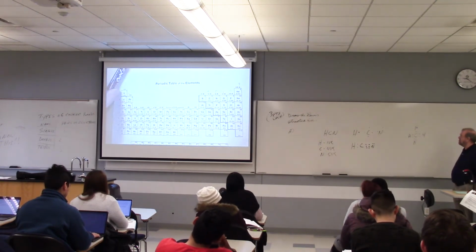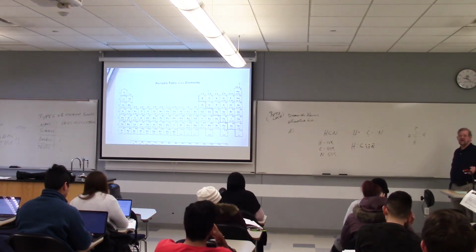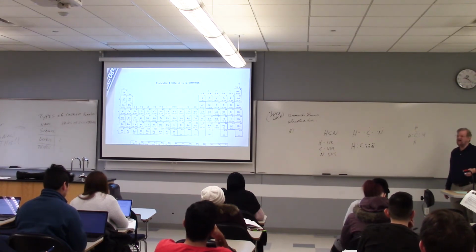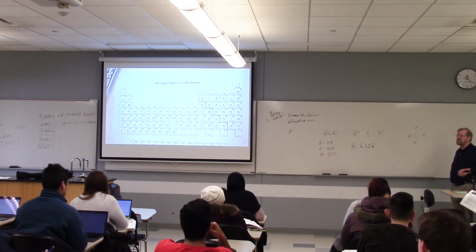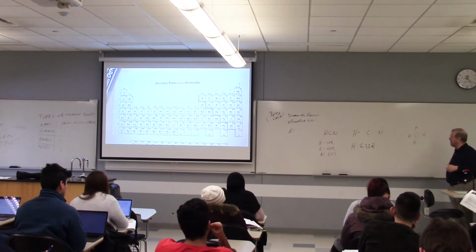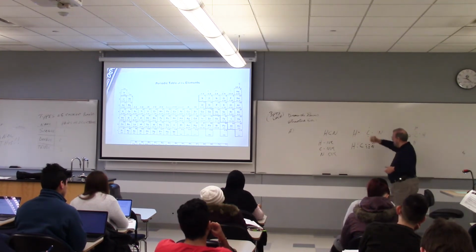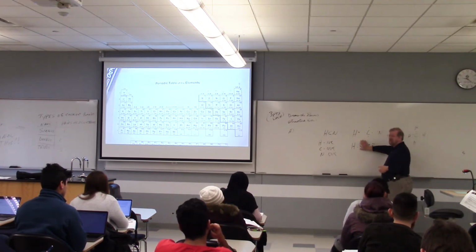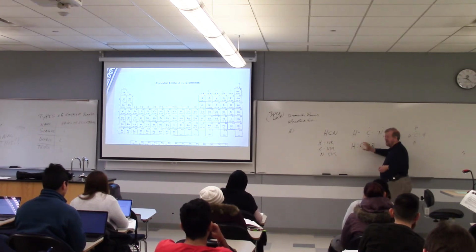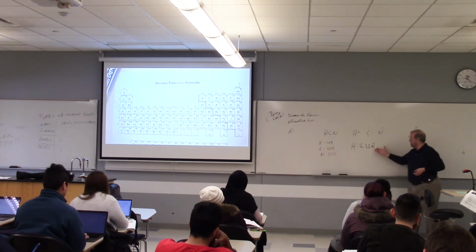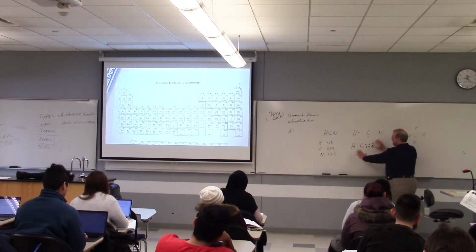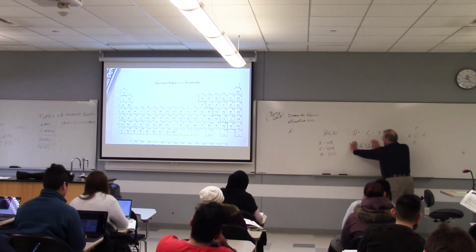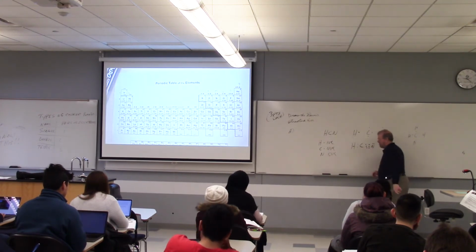Now, the true test is, does each atom have an octet? Remember, hydrogen's octet is 2. It's the one exception. So I use my magic chemistry hand. Oh look, 2 valence electrons. Hydrogen has its octet. Let's look at nitrogen. 2, 4, 6, 8. It has an octet.